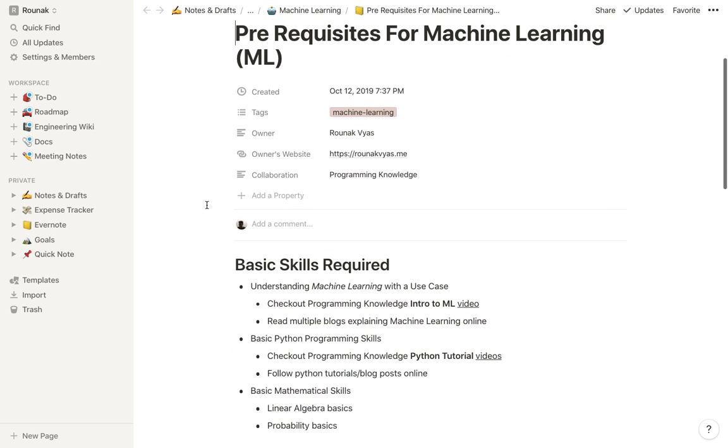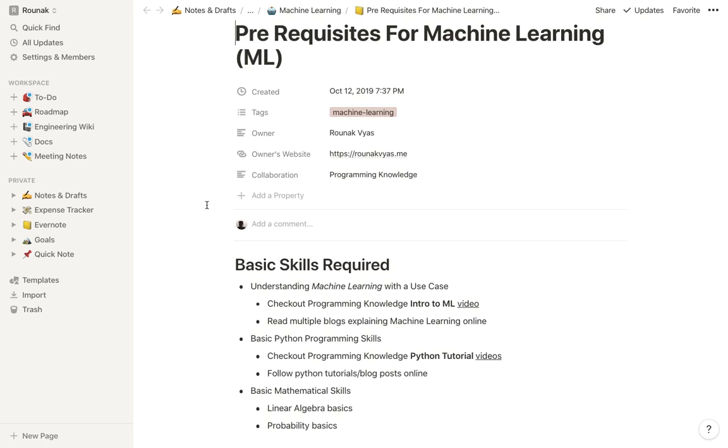So let's start. First, we need to understand what machine learning means with a use case or with an example. We need to know the different types of machine learning and also how machine learning can be used in different industries in the world. For this, you can check out the Intro to ML video by the Programming Knowledge channel and also read multiple blogs online which explain ML better.